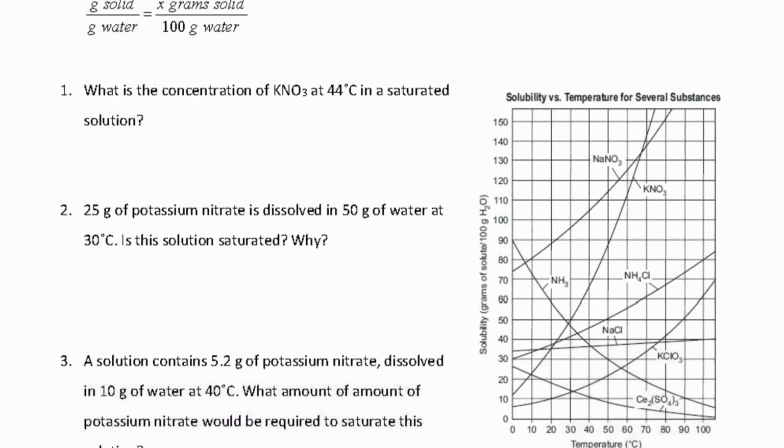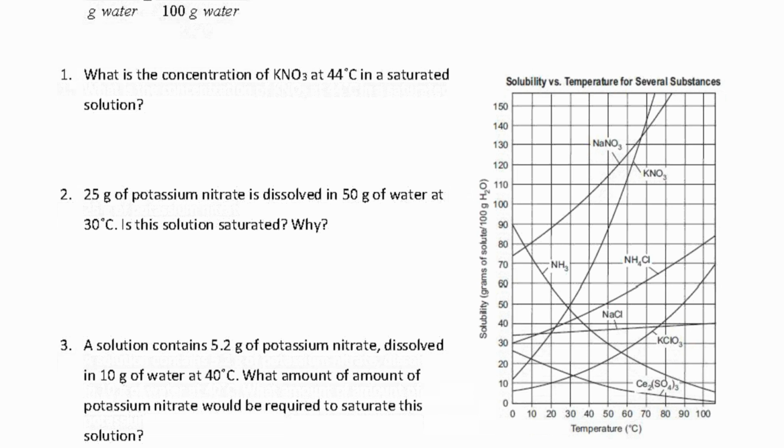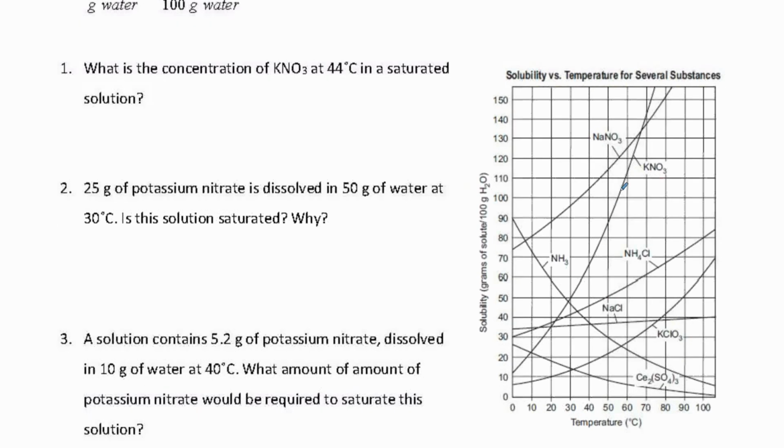Okay, so the first question is, what is the concentration of potassium nitrate at 44 degrees Celsius in a saturated solution? Okay, so we know we're dealing with potassium nitrate. That's this curve here. And we've got 44 degrees Celsius.